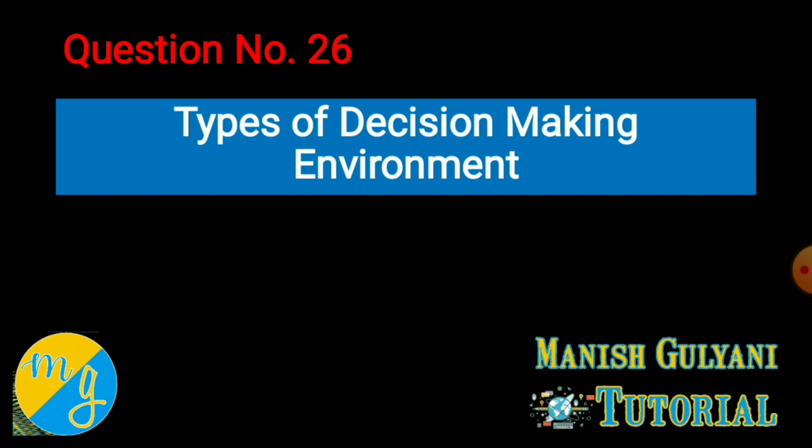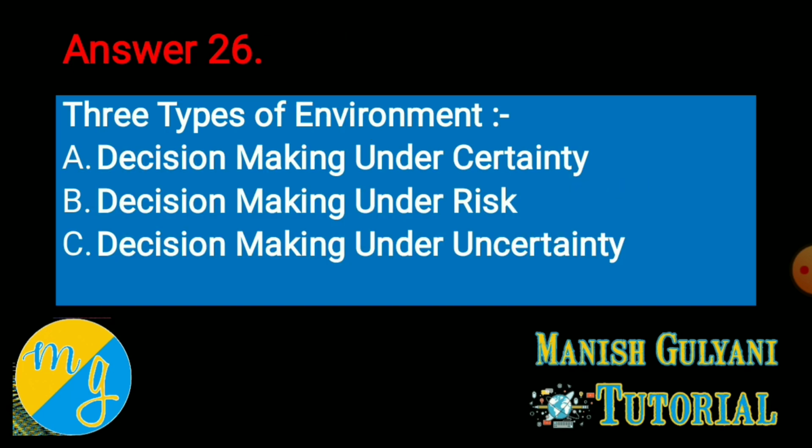Now the last concept is types of decision making environment. I made 3 videos on decision theory, decision tree, and decision theory under uncertainty and risk. If you want to know the concept in detail, kindly watch those videos. There are mainly 3 types of decision making environment: decision making under certainty, decision making under risk, and decision making under uncertainty.